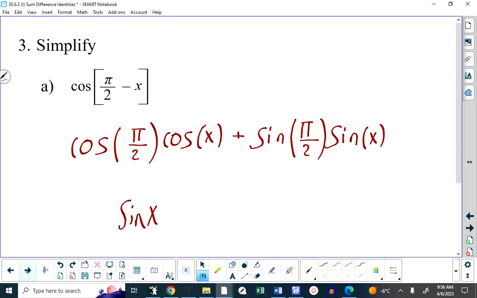The reason is, this is 1. Nope, this is 0. My mistake. At pi over 2 on the unit circle, the x-coordinate is 0. This is 1. You should know those quadrantal values on the unit circle, those values of x and y at 0, at pi over 2, at pi, at 3 pi over 2, at 2 pi, on and on. So what we're left with is 0 times cosine of x, which is nothing, and then 1 times sine of x, so this is sine of x.